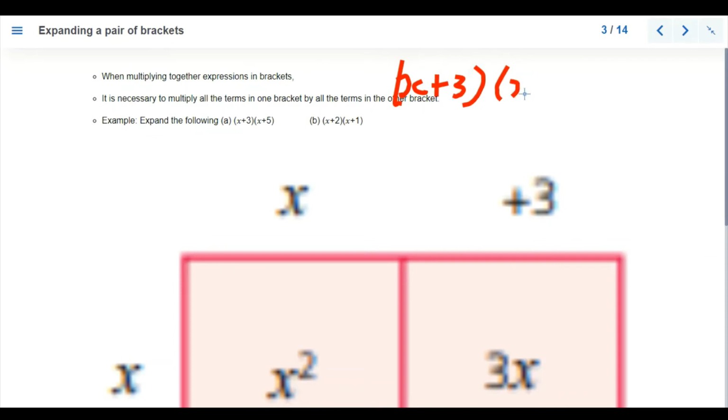We close the bracket. X plus 5. Now we are multiplying x with x. X multiplied by x will give us x squared. Now let's multiply x with 5. That is what? Plus 5x.